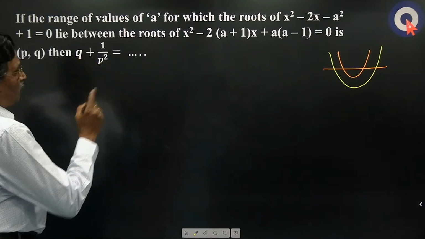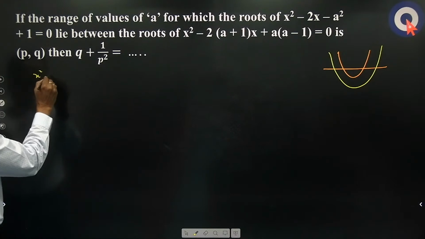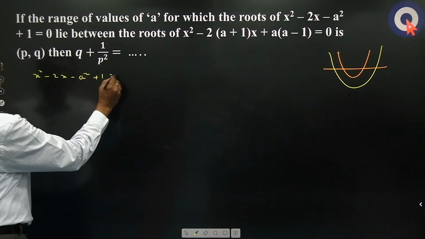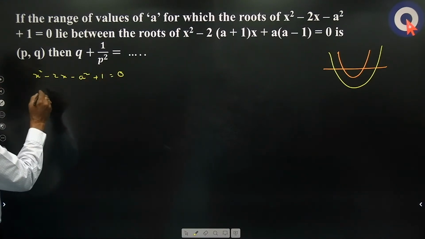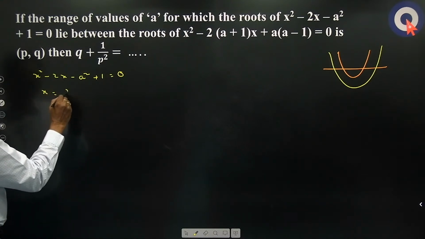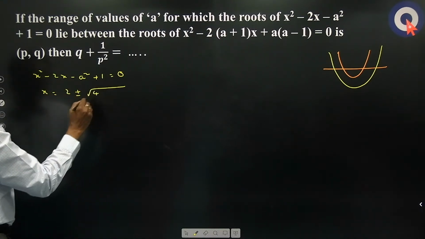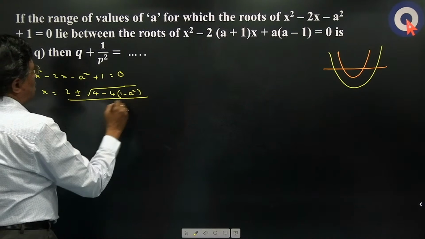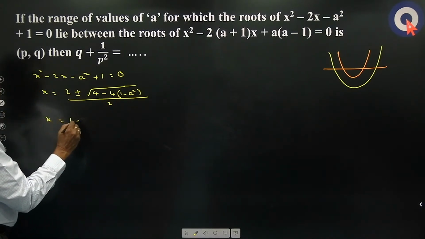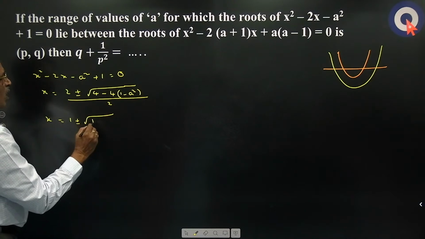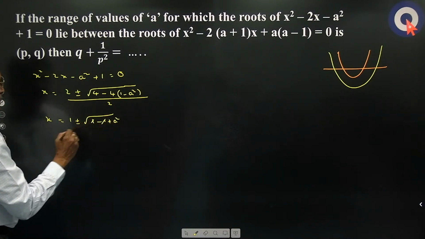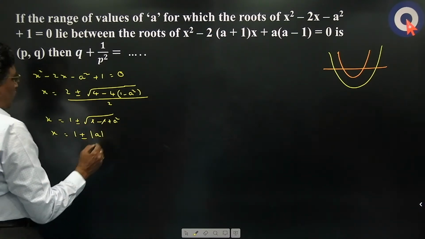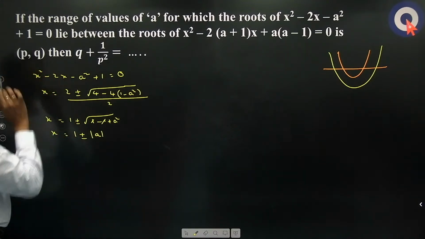So let us take the first one, x square minus 2x minus a square plus 1 is equal to 0. So for this, x is equal to 1 plus or minus root of 1 minus 1 plus a square. So what you get is x is equal to 1 plus or minus root a square, which is mod a. So this is what we get as far as the first equation is concerned.